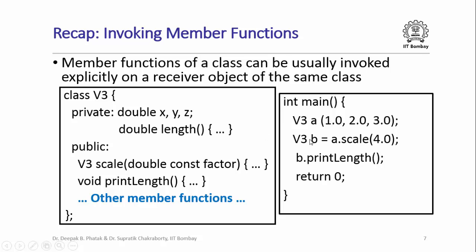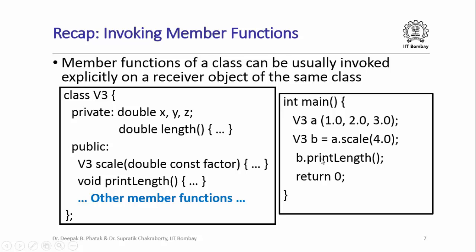And here is our main program in which I'm first allocating an object A of class V3. And of course, the constructor function for V3 is going to be invoked on the receiver object A with the parameters 1, 2, and 3 as shown here. Then once I get that object A, I'm going to invoke the member function scale on the receiver object A with the parameter 4.0. And the resulting object is going to be stored as object B of class V3.